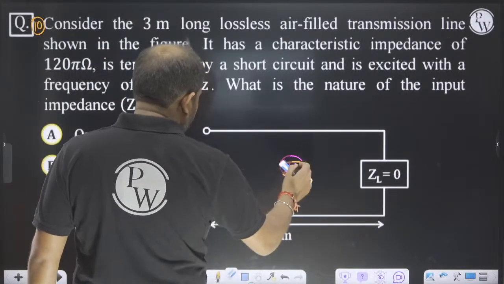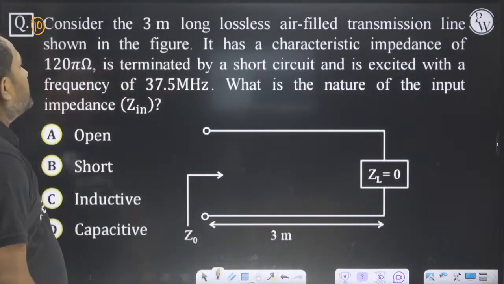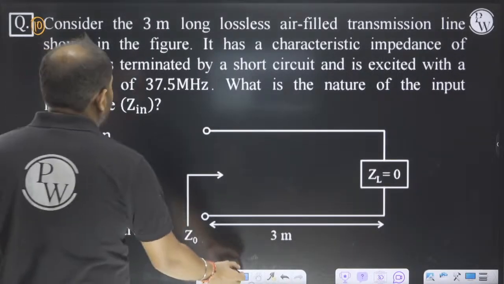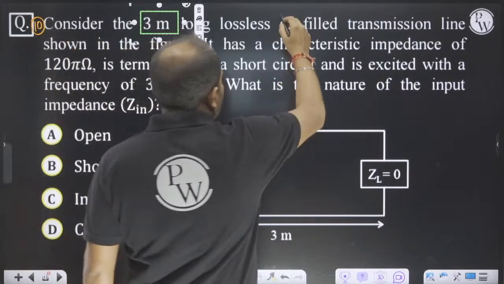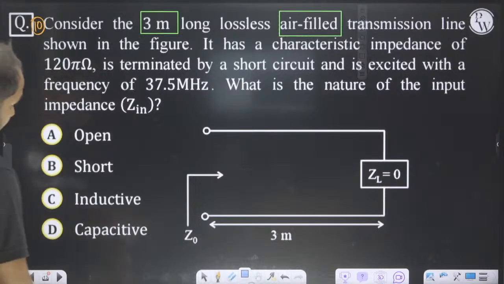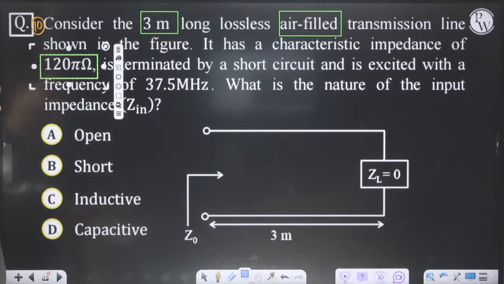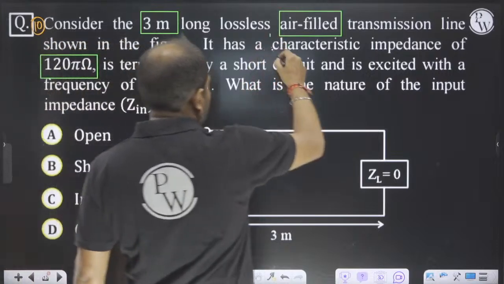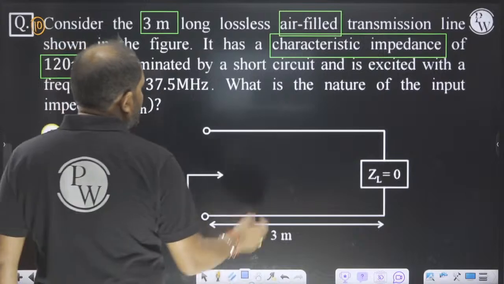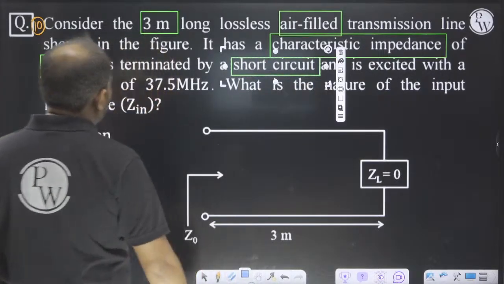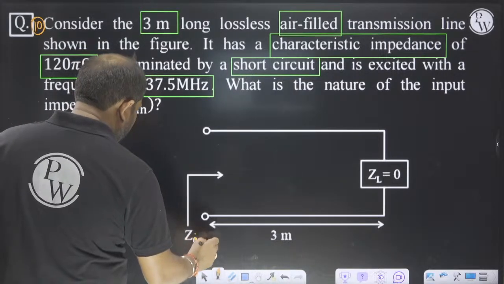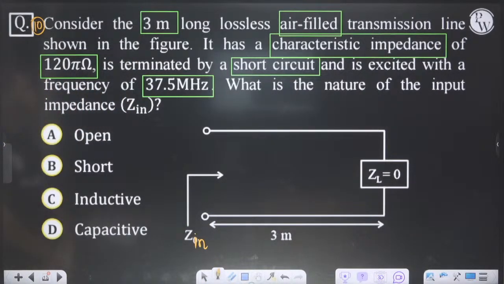Then we have next, what? An air-filled transmission line is given. First of all, length is given, how much? 3 meter. Air-filled transmission line, that means phase velocity is equal to velocity of light. Here characteristic impedance is 120 ohm, so you can note it down. Then it is a short circuit, load is 0, and frequency is given. They are asking Zin. What is the value of Zin?